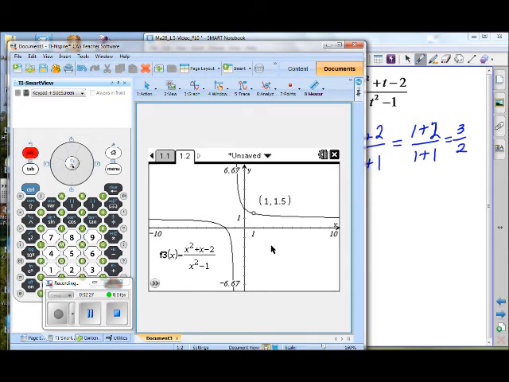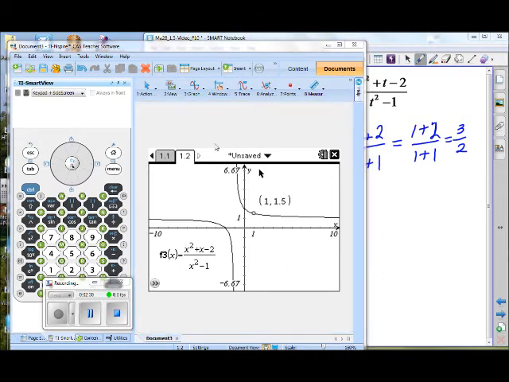I'll press Escape to get out of that, and now I can show that at that point, as I approach 1, the inputs are going to go to 1.5. I'm going to save this for our document here and put it in our notes.